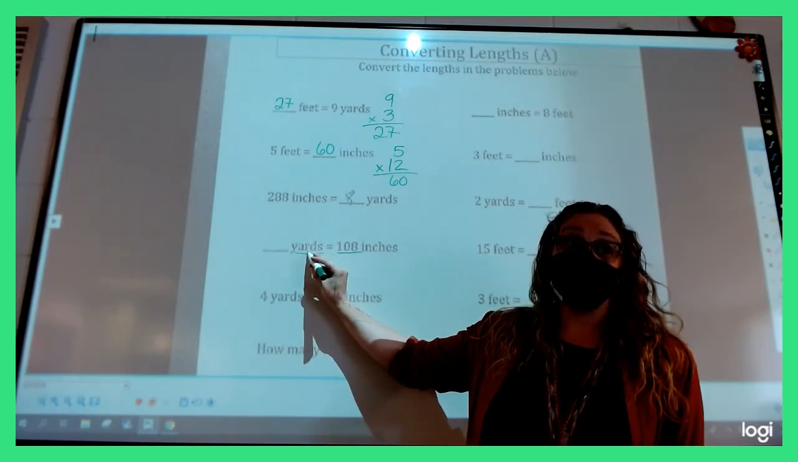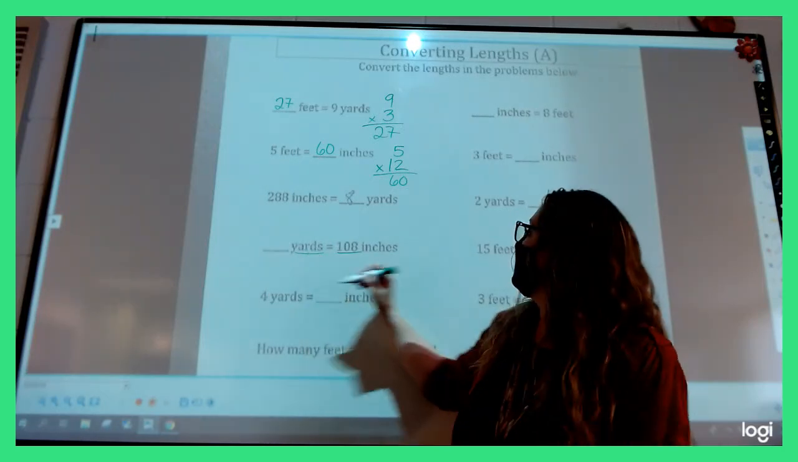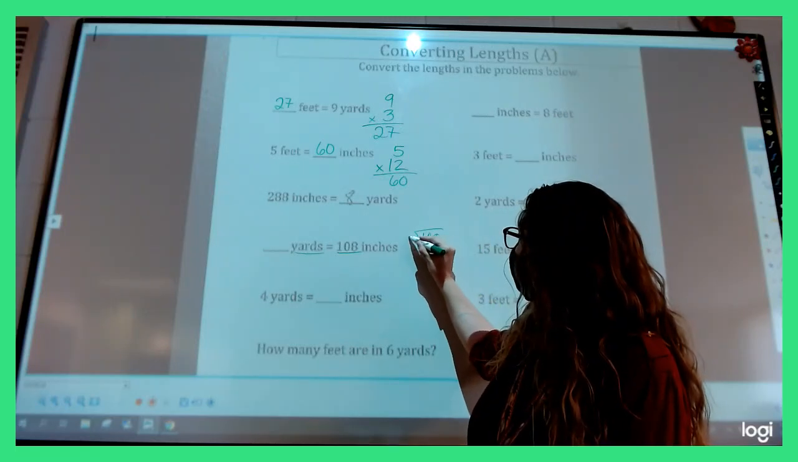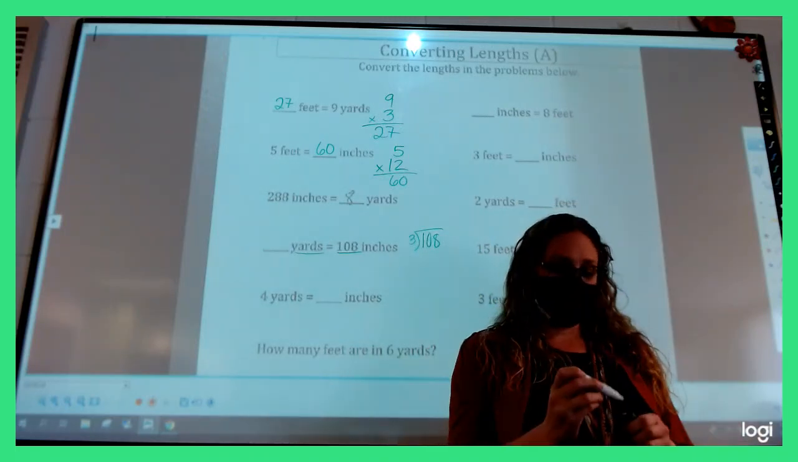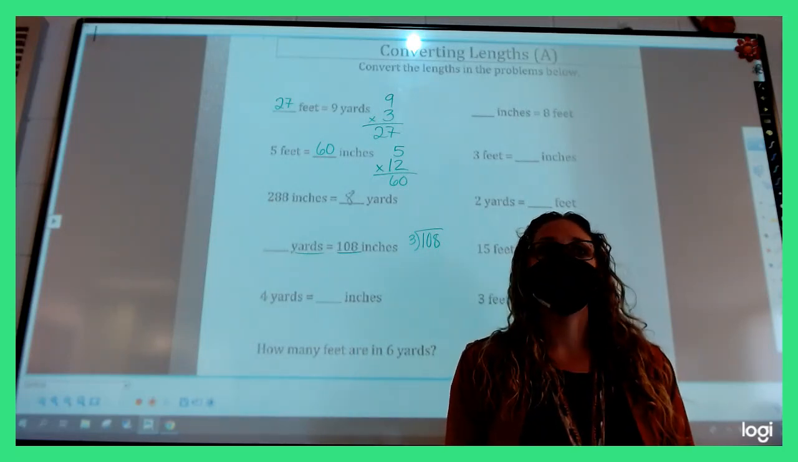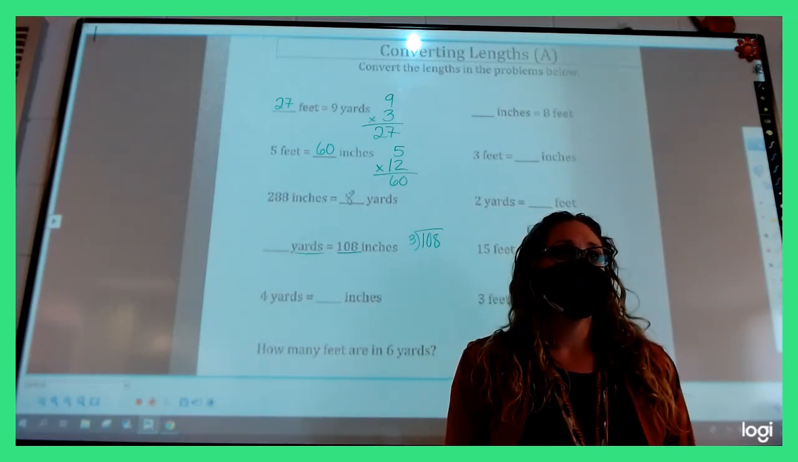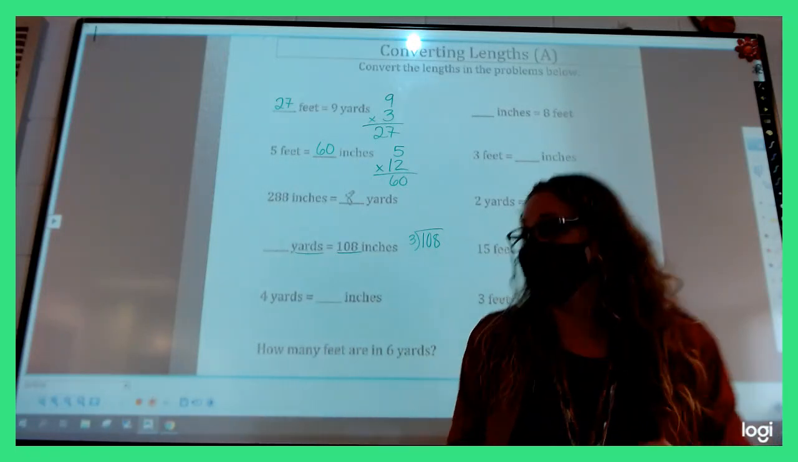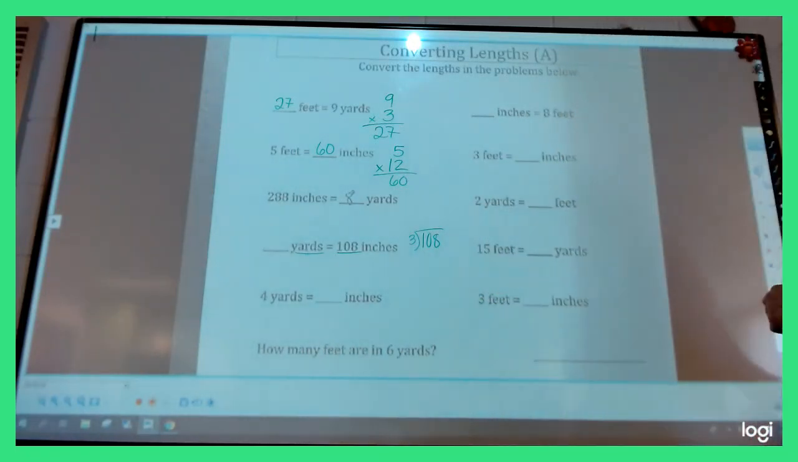We want it in yards, so we have to divide it into groups of 3. So I have 108 divided by 3. Oh. Well, now what? Noah? You do the division problems? We do the division, okay? You all know long division. We reviewed it a couple days ago.